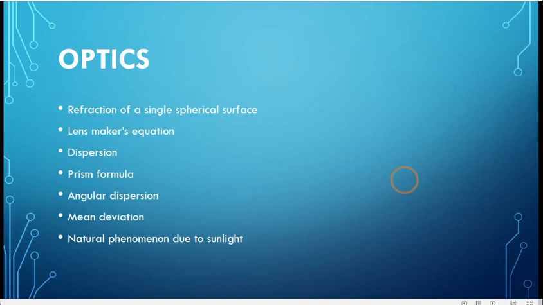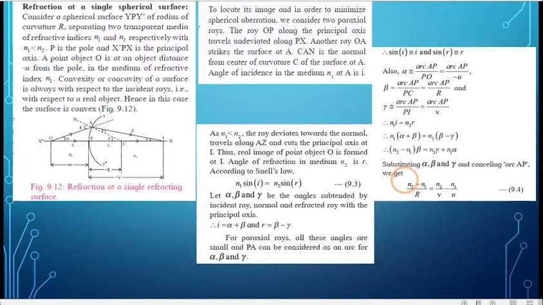Today we are going to discuss some derivations, and these are the points which we are going to start right now: refraction at a single spherical surface, Lensmaker's equation, dispersion, prism formula, angular dispersion, mean deviation and natural phenomena due to sunlight. Let's start one by one.